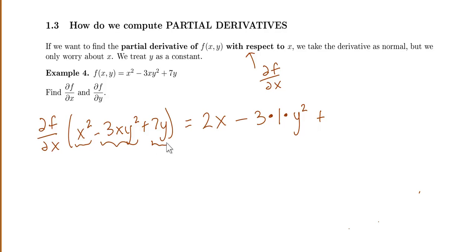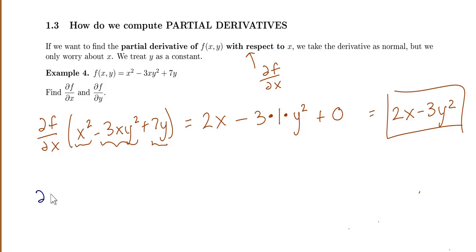Plus, now the derivative of 7y. Now y is a constant, so that means it could be just like the number 7, and the derivative of that would be 0. So we get 2x minus 3y squared. And that's it. We just did a partial derivative, not that bad.